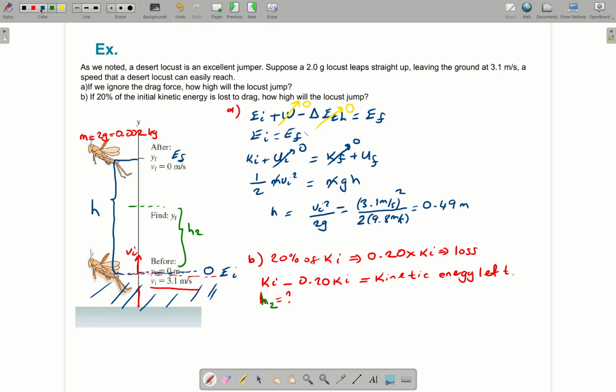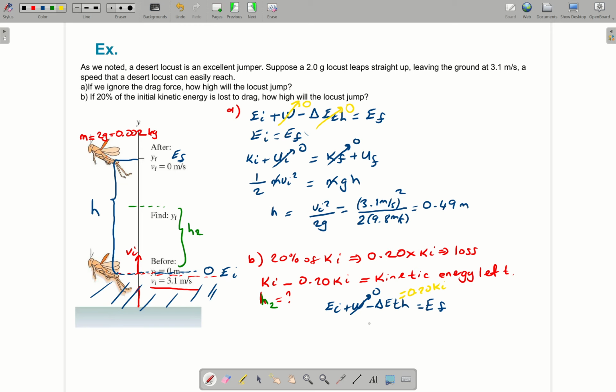As you write down the total energy conservation equation with everything, energy initial plus work done minus delta E thermal equals energy final. No work done, but now something is converting some part of energy to delta E thermal. That's the air drag. And it's given to us that that's equal to 0.20 times the initial kinetic energy.